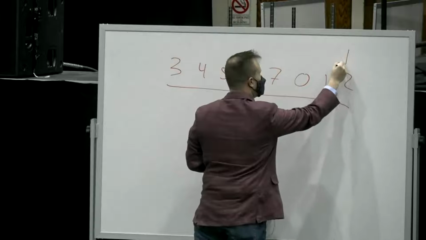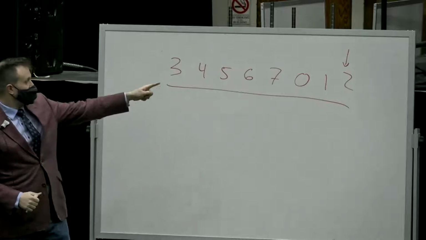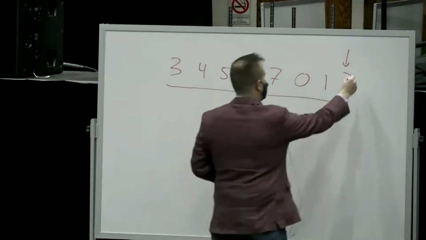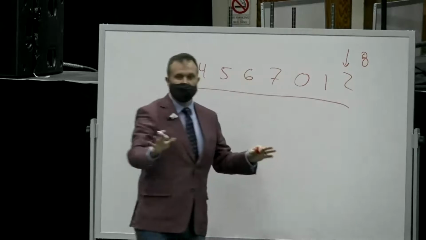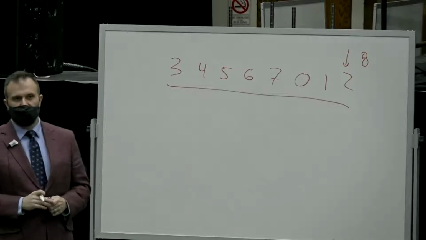So we have 3, 4, 5. I'm going to add 6, 7, 0, 1, and 2. So one thing that was pointed out is we know the length. We know that we have 8 elements in this array, right? What are some things that we also know based on the problem statement?